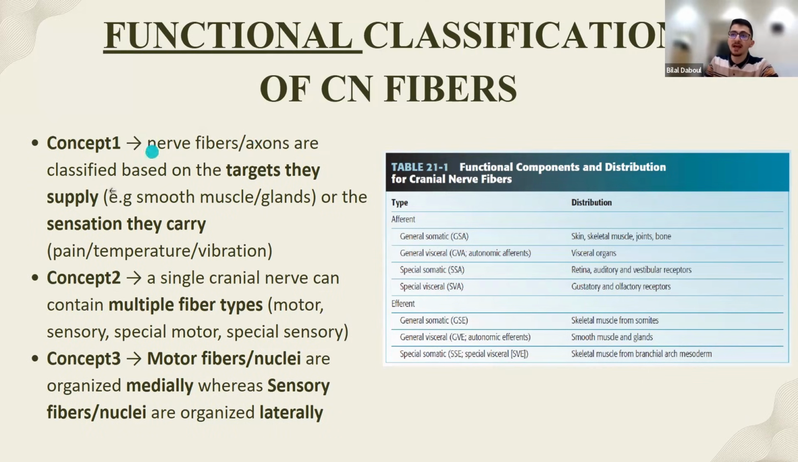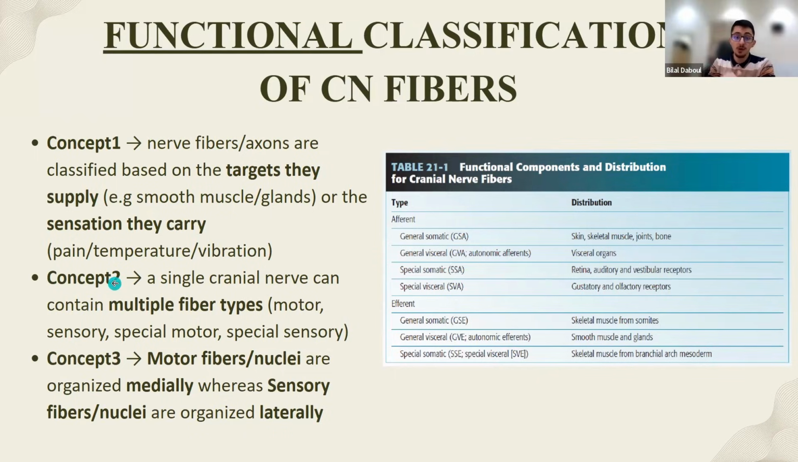So the nerve fibers or axons are grouped into bags based on the targets they supply. Could be smooth muscles, glands, skeletal muscle, or the sensation they carry. So again, we have two major categories of sensations, as I said previously. You have general sensations or somatic sensations, which include pain, temperature, two-point discrimination, vibration, and conscious proprioception. They're ordinary sensory functions. And we also have special senses. So special sensory functions. This includes vision, olfaction, so smelling, hearing or audition, and taste. All of them are special functions, and hence they're said to be special. That's the first concept. Okay.